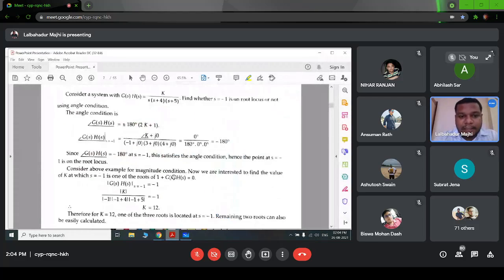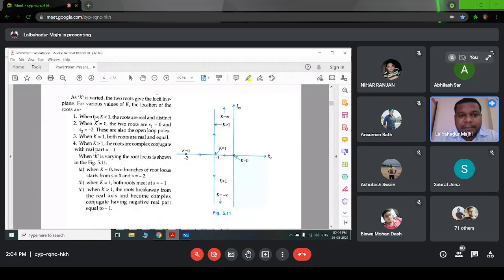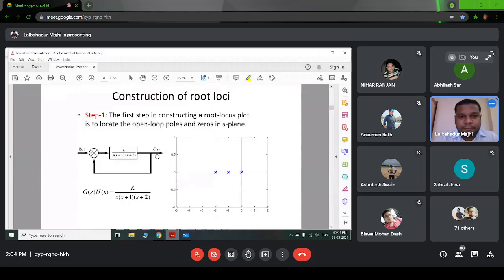Okay, so then without making this value of gain k equal to 0, k equal to 1, there are some simple rules. Just by following the rules, we can easily plot the root locus. So let's see the rules for construction of root locus.